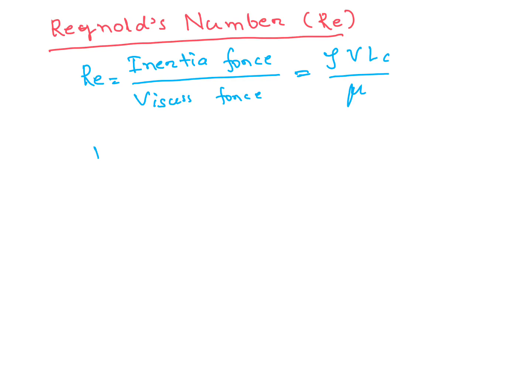We can write this one. We know kinematic viscosity is mu by rho. So instead of rho v L_C by mu, we can write v into L_C by mu by rho. We can write kinematic viscosity, v L_C by nu. To distinguish between whether the flow is laminar or turbulent, the Reynolds number is very important.